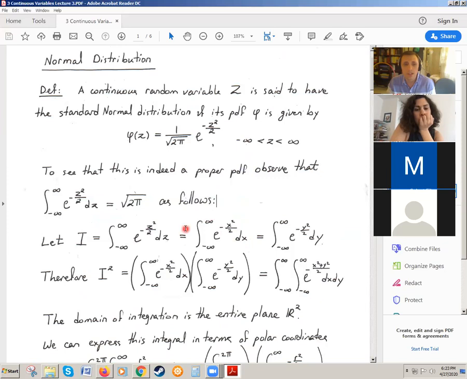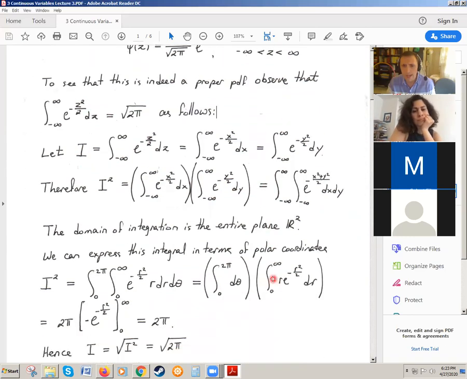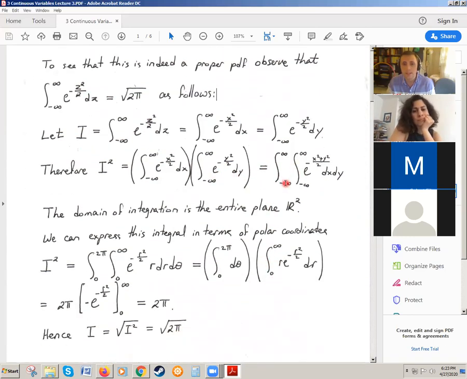Then if I multiply I by itself, I get I squared. So I can multiply the version of the integral involving x by the version of it involving y. And when I multiply those quantities, you would realize, I hope, that I obtain the integral from minus infinity to infinity of the product of those functions. So it's e to the minus x squared plus y squared over 2. Yes, that's just from integration theory from Calc 3, right?